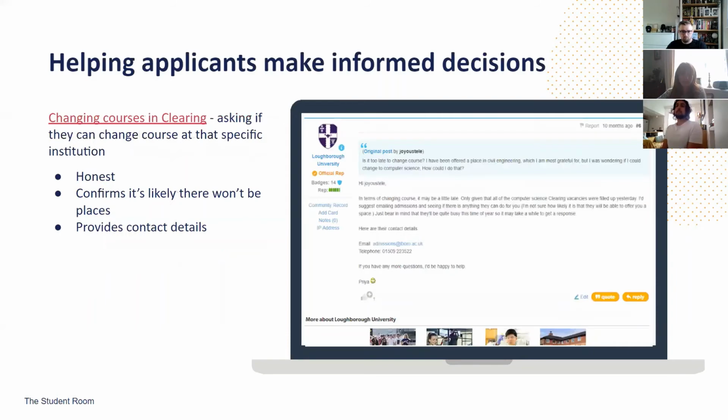Next slide, please. This one comes from the Loughborough University official rep, and it's about changing courses in clearing. This user is asking if they can change course at a specific institution. I think what's good about this response is that Loughborough have been very honest, and they even confirmed that it's likely there won't be any places. But what they do, which is really important, is provide all the relevant contact information at the end, as you can see here, with an email and a phone number. This is really important because not only will the user who's seen this response see the contact information, but all the users on the site will be able to access that information also. So yeah, next slide, please.